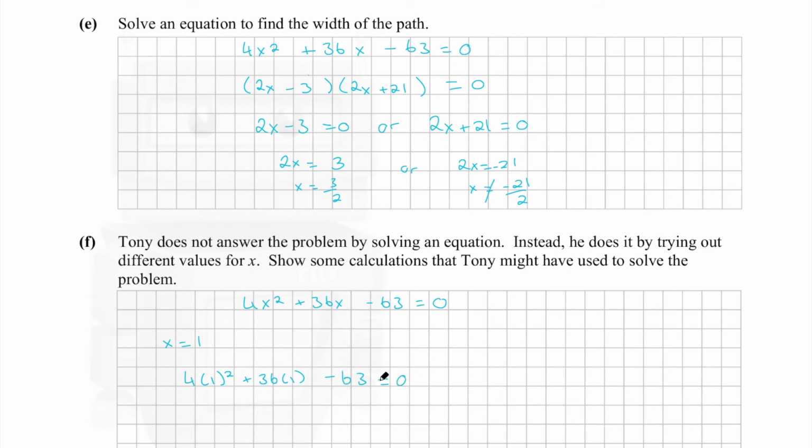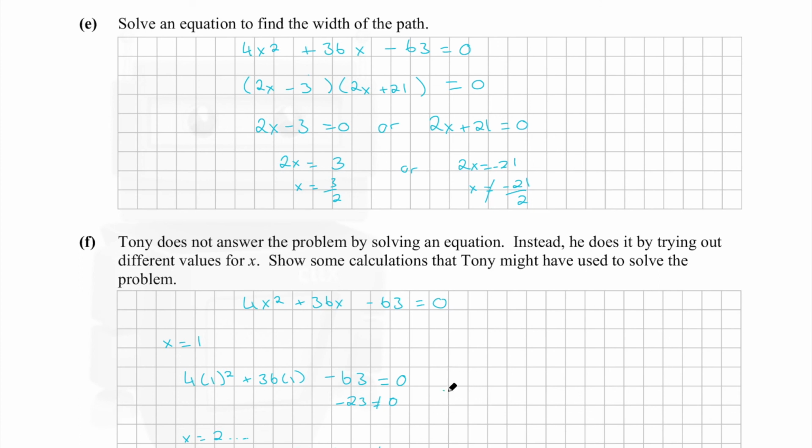And he would see, okay, 4 by 1 squared is 4, plus 36, minus 63, and he gets minus 23. So that does not equal 0. So Tony would then decide, okay, right, x is equal to 1 didn't work. What about x is equal to 2? And he would do the same thing. 4 by 2 squared plus 36 by 2 minus 63 is equal to 0. And he would see then that number was 25. Now 25 does not equal 0.